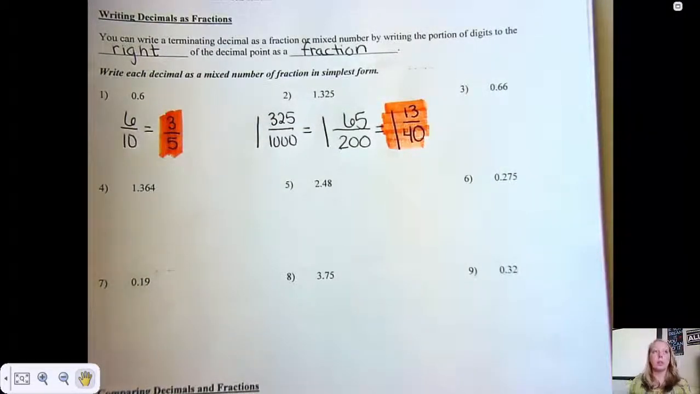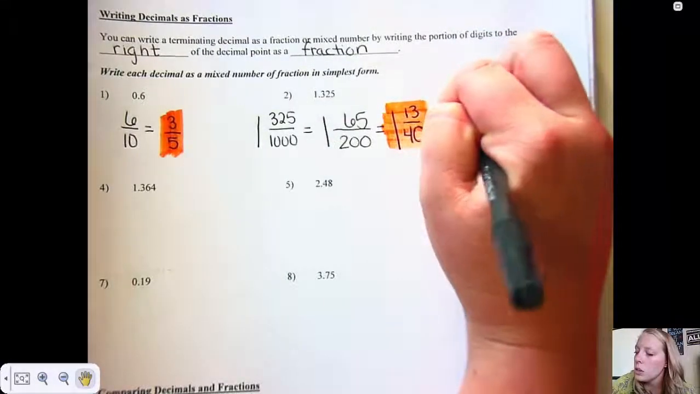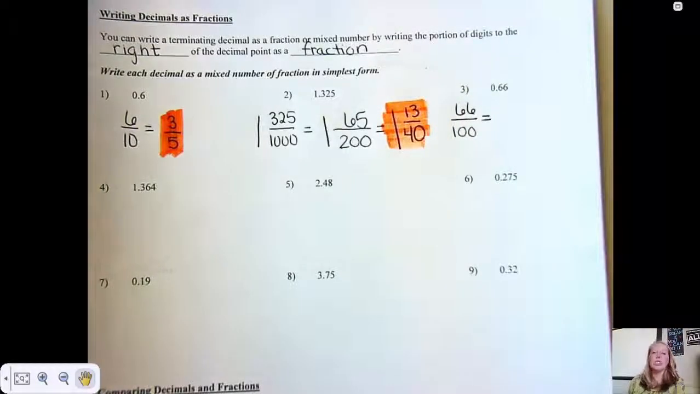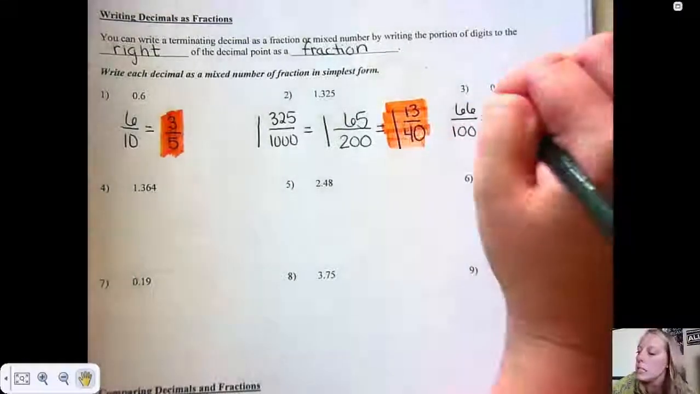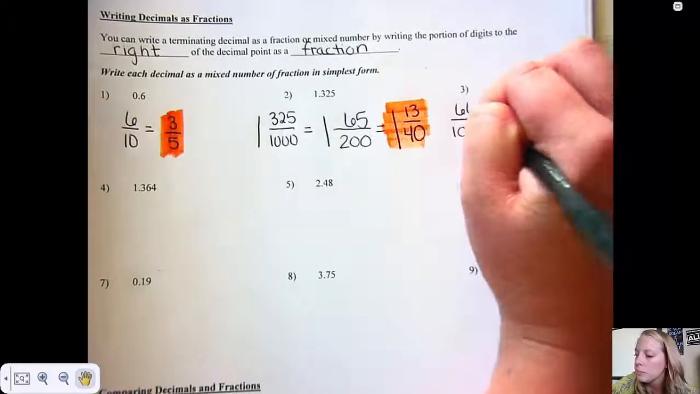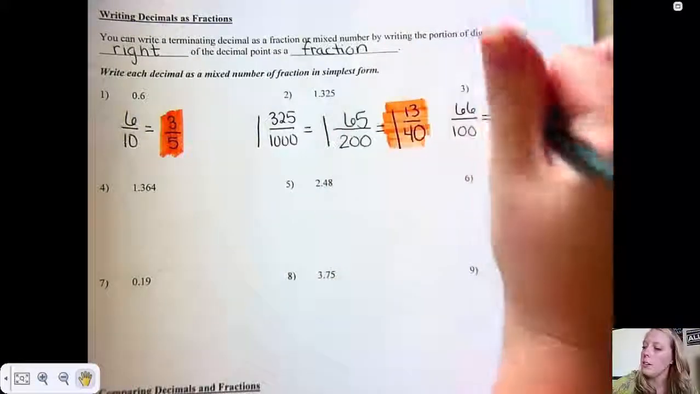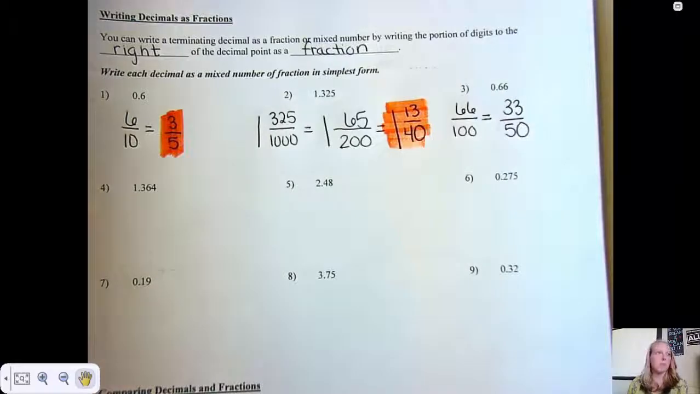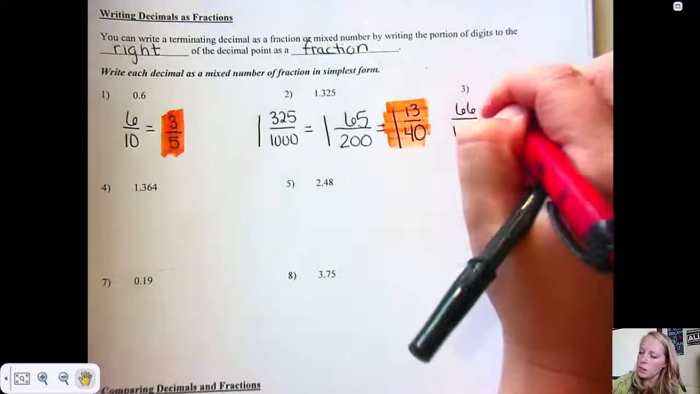0.66. Well, we read that as 66 hundredths. So you would put 66 over 100. And 2 will definitely go into both. 66 divided by 2. Well, just think, when you divide by 2, you're cutting something in half. If you cut 66 in half, you get 33. Cut 100 in half, you would get 50. 33 over 50, nothing will go into both of those. So this would be your answer for number 3.